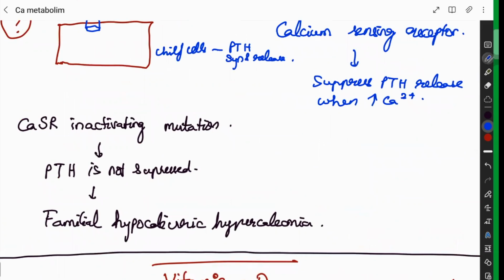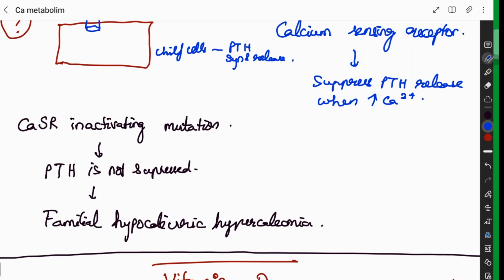Okay? Now suppose some mutation happens in the calcium sensing receptor. When such a mutation happens, your PTH is not going to get suppressed. So that condition is called familial hypocalciuric hypercalcemia. Familial hypocalciuric hypercalcemia is due to the inactivating mutation of your calcium sensing receptor. Because of this mutation, there is exaggerated PTH secretion leading to a hyperparathyroidism-like state. This condition is characterized by enhanced renal calcium resorption that leads to hypercalcemia.